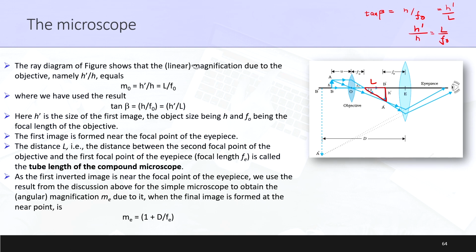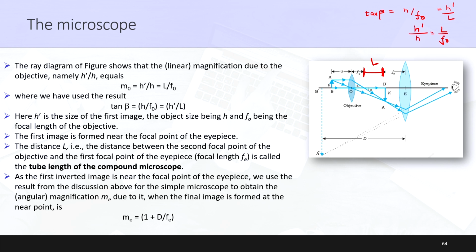Here h dash is the size of the first image, the object size being h and f naught being the focal length of the objective. It is the same instance: h dash is the image and h is the object height. The first image is formed near the focal point of the eyepiece, the eyepiece being the name of the second lens. What is distance L? Distance L is the distance between the second focal point of the objective and the first focal point of the eyepiece, FE, and it is called the tube length of the compound microscope.